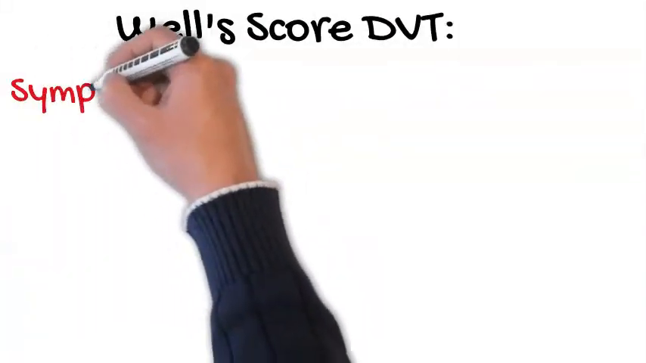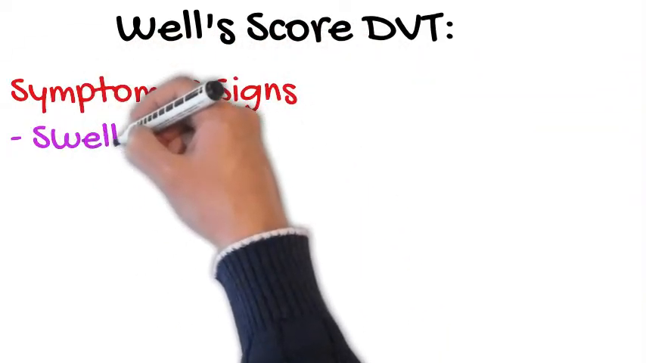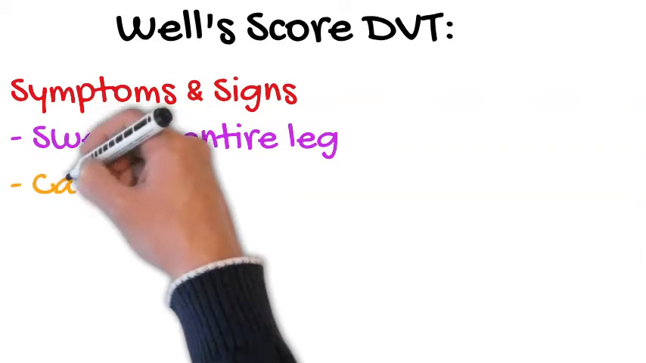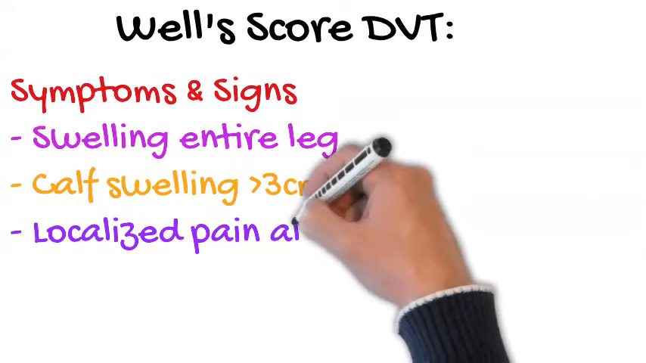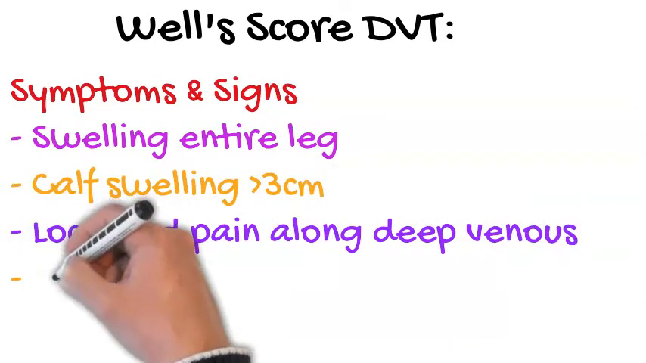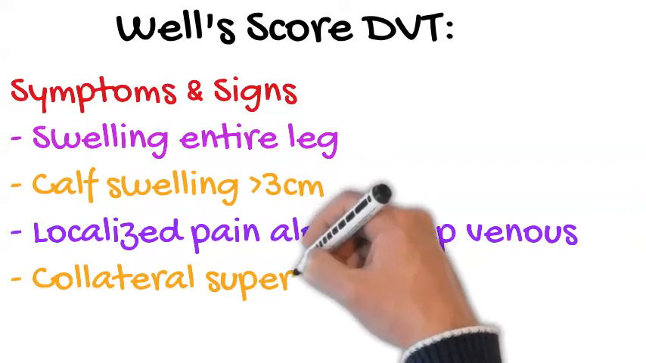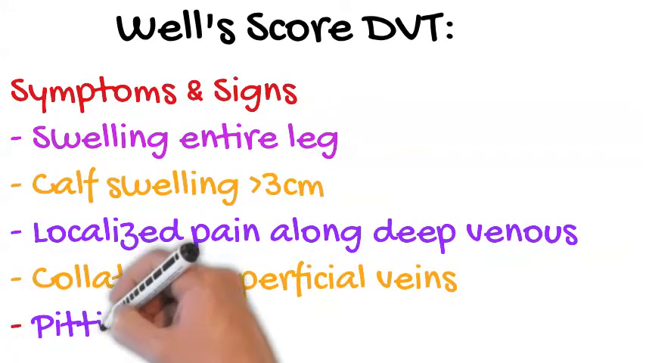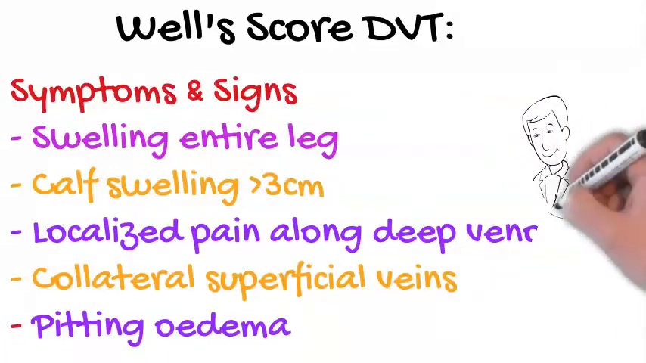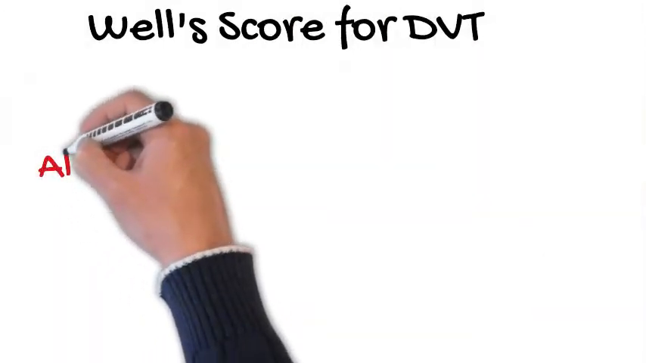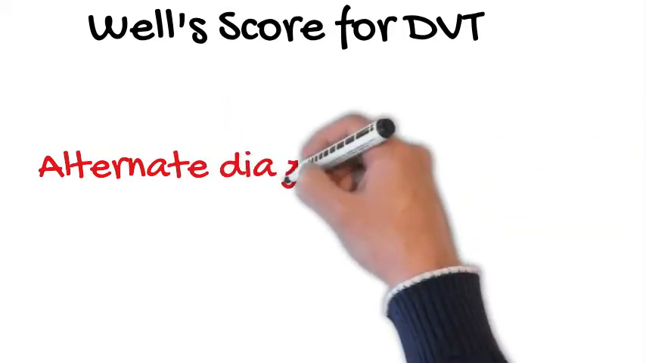Symptoms and signs. Swelling of the entire leg gives 1 mark. Calf swelling more than 3 cm compared to the other calf, measured 10 cm below the tibial tuberosity, can give 1 mark. Localized pain along the distribution of the deep venous system can give 1 mark. Collateral superficial veins, non-varicose, can give 1 mark. Pitting edema confined to the symptomatic leg can give 1 mark. Alternative diagnosis at least as likely needs minus 2.